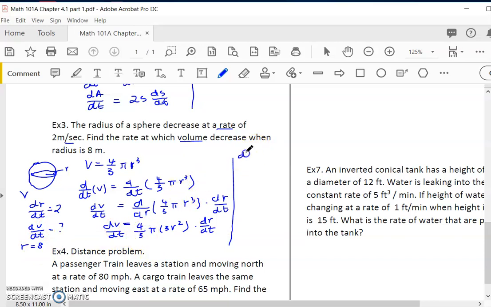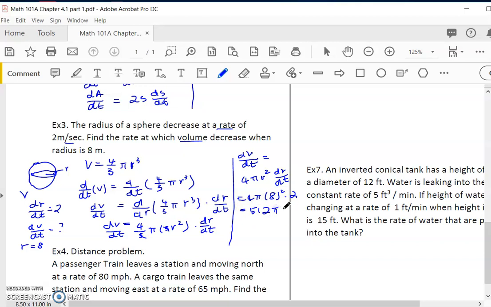So dv/dt would equal what? 4/3, oh, we can just cancel this. 4 pi r squared dr/dt. We have everything. We have 4 pi, and r is 8, squared. And what is dr/dt? dr/dt is 2. So we have 64 times 8, 512, I believe, right?